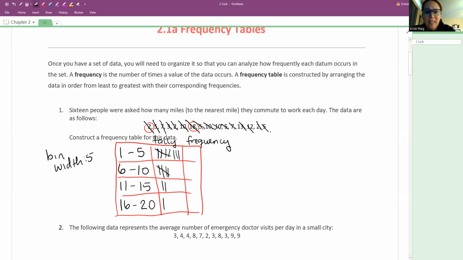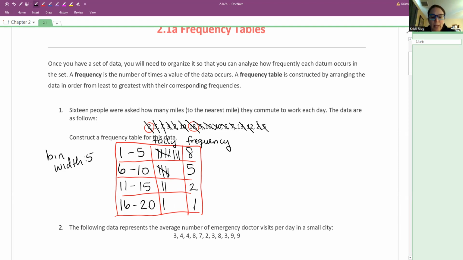So I'm just tallying them up. I'm seeing how many of each number I have, or each number that goes in the bin. So from 1 through 5, I have 8 of them because there's 5, 6, 7, 8. For 6 through 10, I have 5 of them. 11 through 15 is 2, and then 16 to 20 is 1.